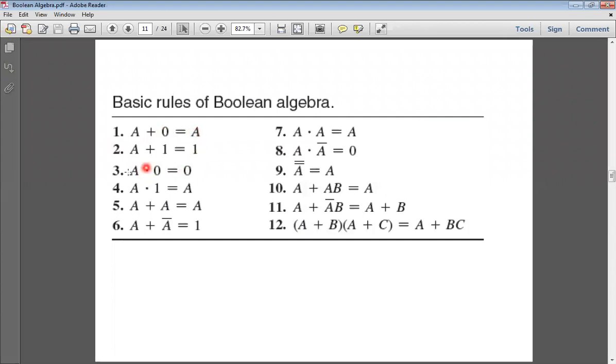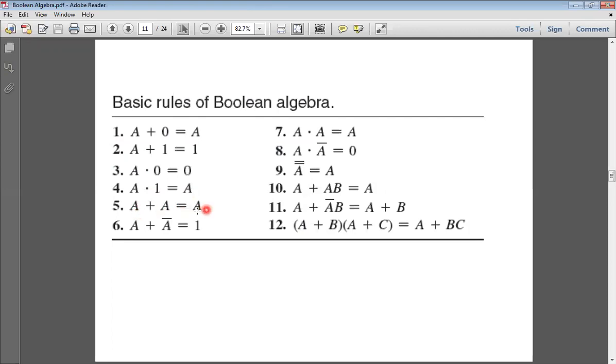Now A dot 0, no matter what A is, dot means AND operation, 0 comes out. Whether A is 1 or 0, if you AND that with 0, what comes out is 0. A and 1: the 1 is the identity in the AND operation. So A dot 1 is A. What comes out is A as it is. If A is 1, 1 comes out at the output. If A is 0, 0 comes out of the output.